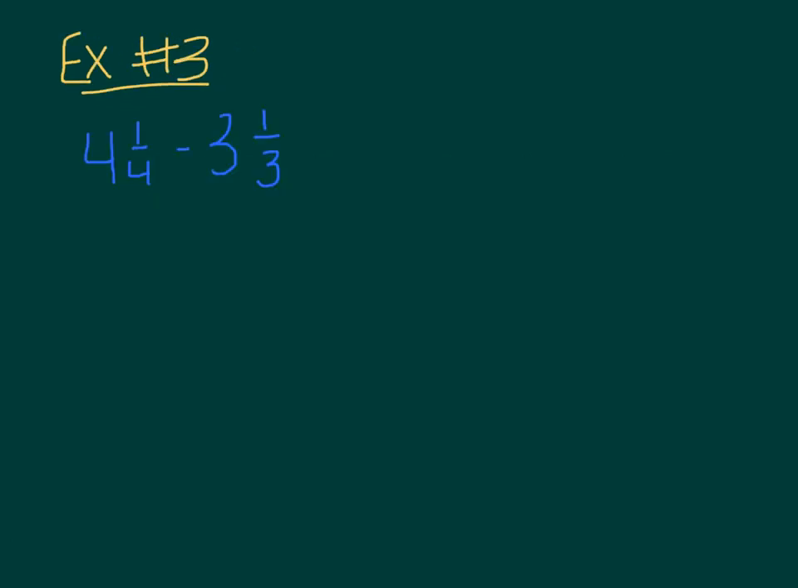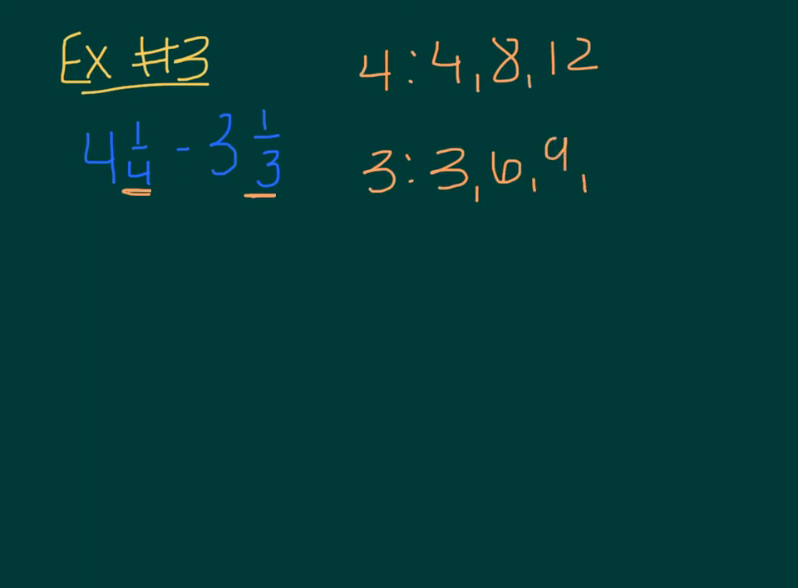Alright, example number 3. So now we have different denominators. So we have to find that least common denominator. So we have 4 and 3. So 4, 8, 12, and 3, 6, 9, 12. So 12 is my common denominator. So I have to get both of my denominators to 12.